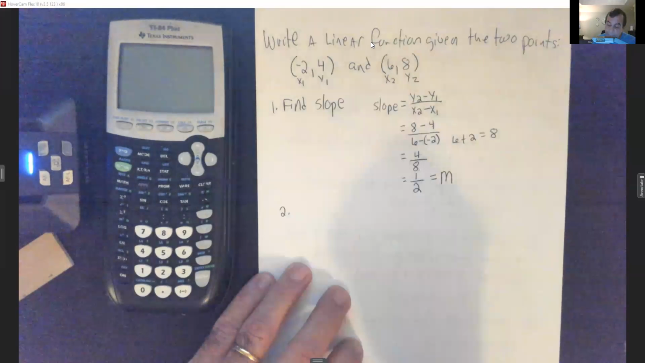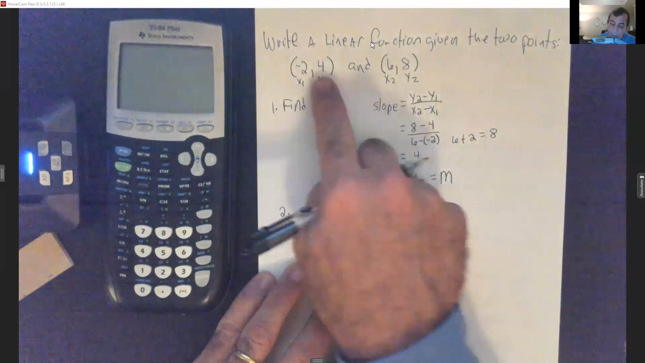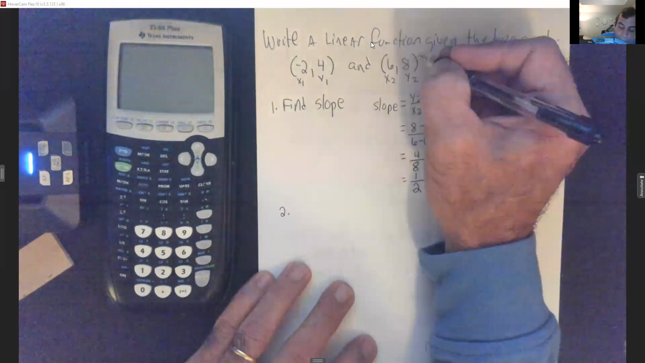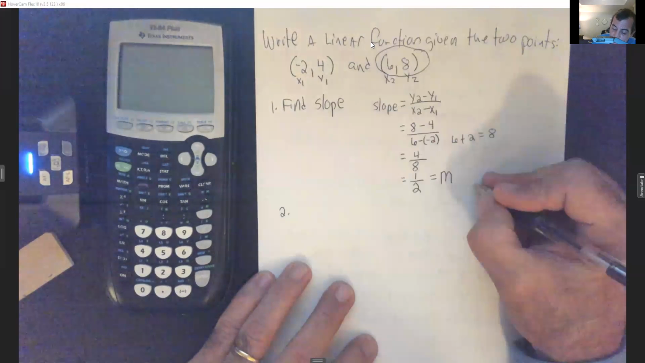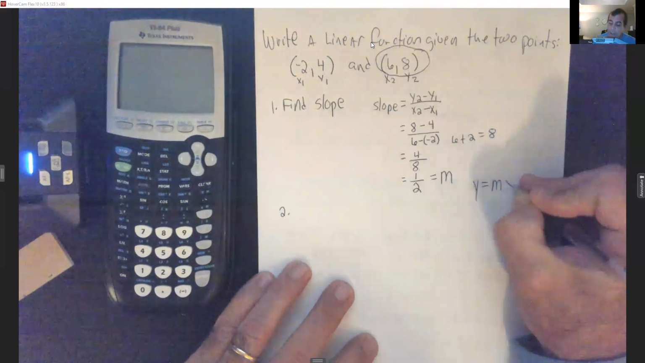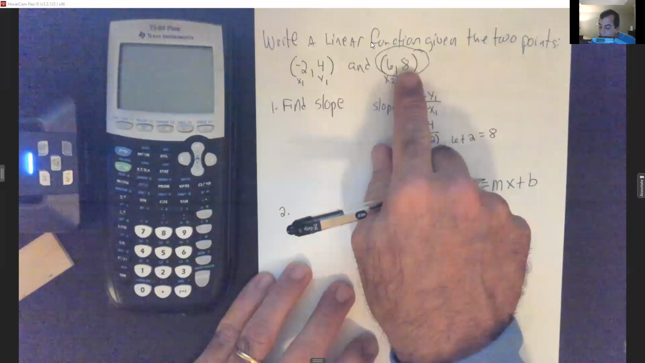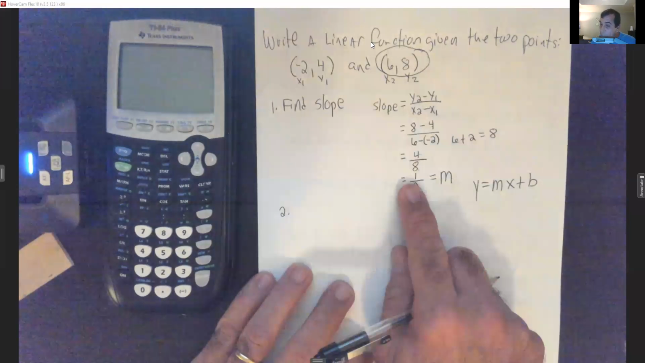So then we're going to use either one of these points. Since most people don't like negative numbers, I'm going to pick this point to keep my numbers positive. Now remember, here's our y equals mx plus b. We're going to put that in for the y, that for the x, 1/2 in for my m, and we're going to solve it for the b.